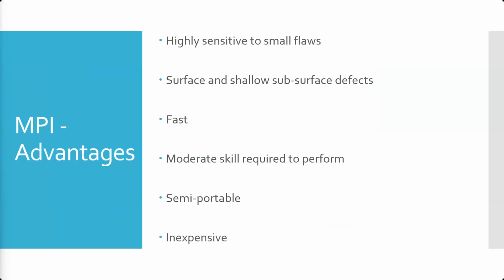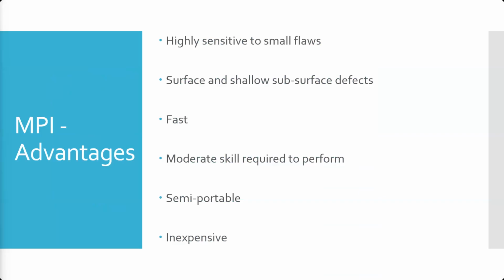With most of the methods we're going to look at, we're going to talk about advantages and disadvantages to start things off. This comes into play where you have to decide what method is appropriate for a given material, a given construction, a given object, that kind of thing. So, MPI is very sensitive to small flaws, okay? It's primarily used for surface flaws, but in certain cases, it does have the ability to find shallow subsurface flaws. Shallow subsurface flaws meaning they're located near the surface, but they may be slightly under the surface.